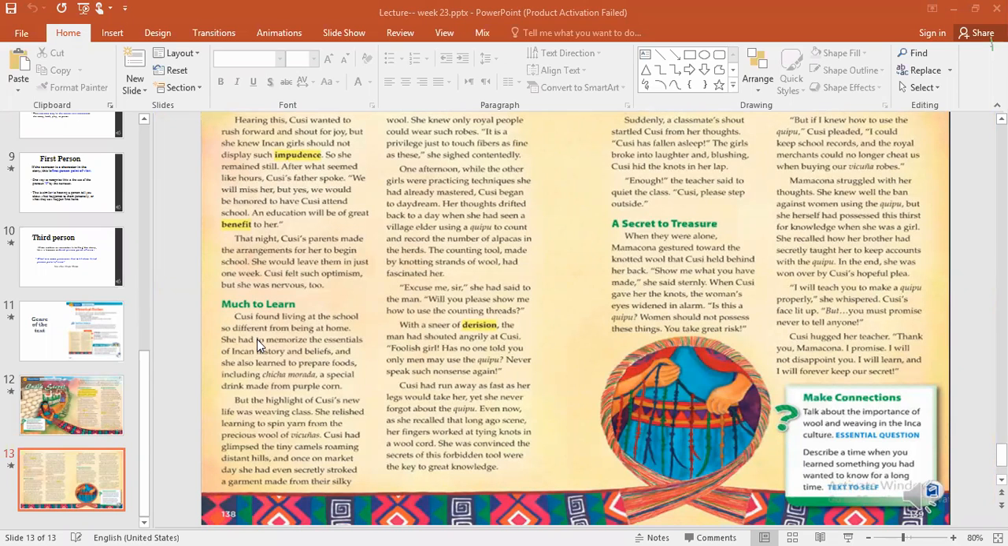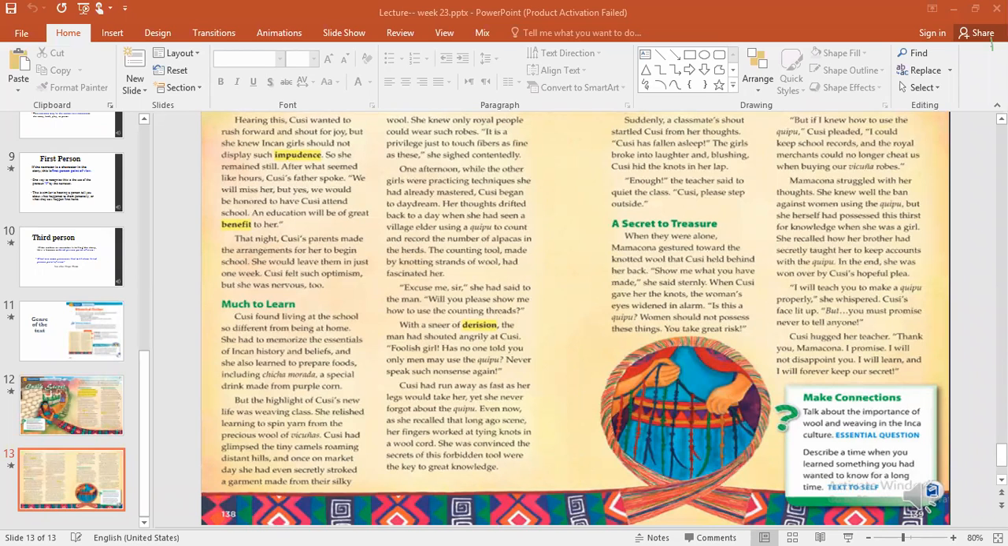Just a second. Let's explain what you have read till now. So much to learn. This shows the amount of things she has to learn at school. Kuzi found living at the school so different from being at home. She had to memorize the essentials, meaning the rules of Incan history and beliefs, and she also learned to prepare foods, including chicha morada, a special drink made from purple corn. But Miss, what does chicha morada mean?